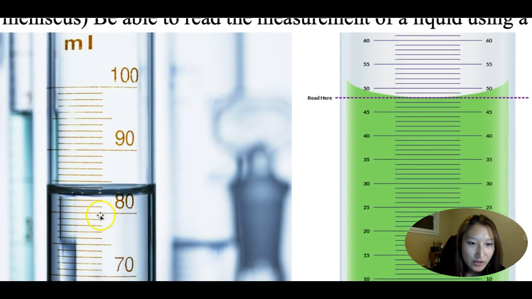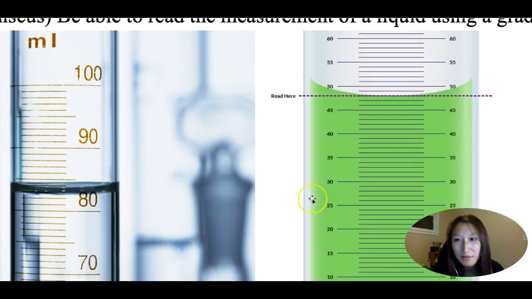In this case, we have 80. The 80 line is right here. So the reading of how much liquid you're measuring will be about 82.7. If you were to say 85, that's clearly wrong. If you say 84, that's also clearly wrong. If you were saying somewhere in between 82 and 83, that would be good enough.